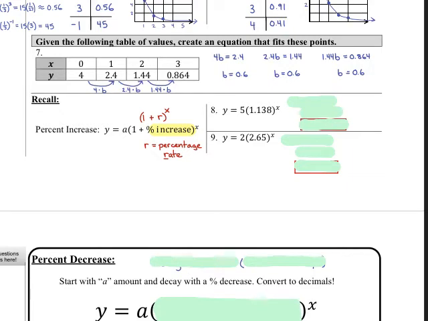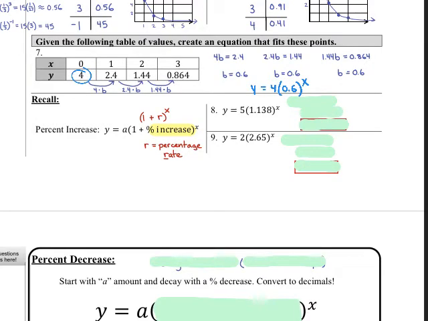So our initial value is 4. So our function would be y equals 4 times 0.6 to the x. There's our growth factor, that's our b value. All right, see, that's not too bad. That's what the function would be that models the values in the table.